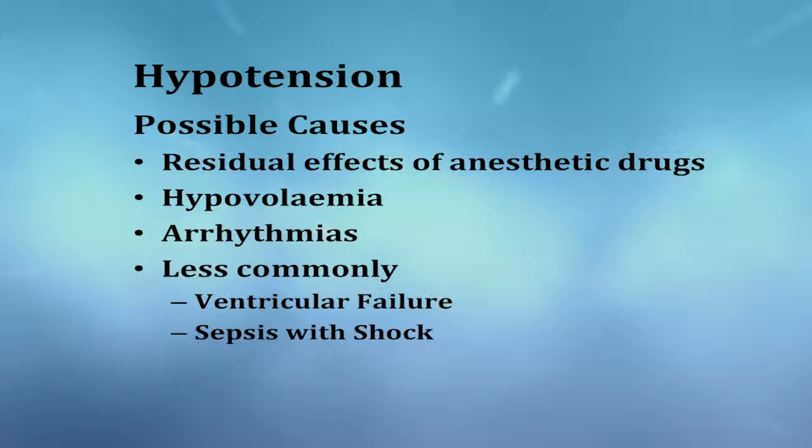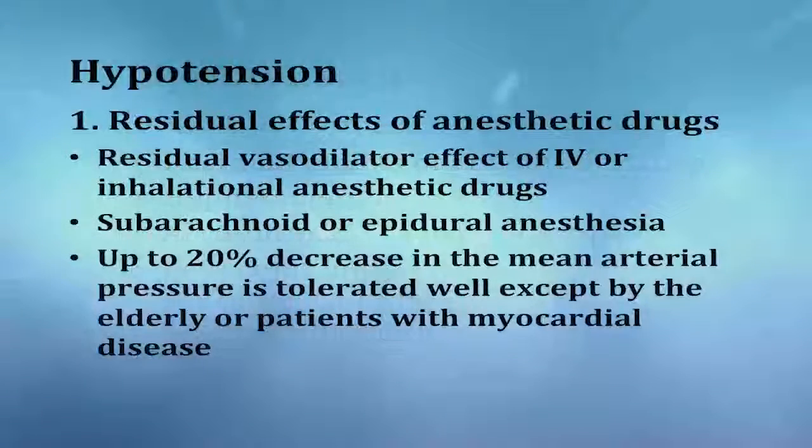Hypertension is mainly caused by the residual effects of anesthetic drugs, or by hypovolemia, or by arrhythmias. It is less commonly caused by ventricular failure or sepsis and shock. If we're suspecting a residual effect of anesthetic drugs, the residual vasodilator effect of IV or inhalational anesthetic drugs is the usual cause for this.